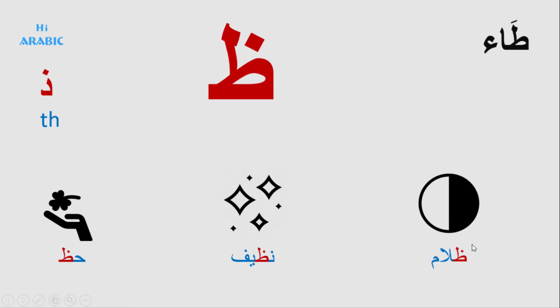So now I will say the examples. I will use both sounds. Valam, valam, zalam, zalam. Nadif, nadif, nadif, nadif. Hav, hav, hadh, hadh.